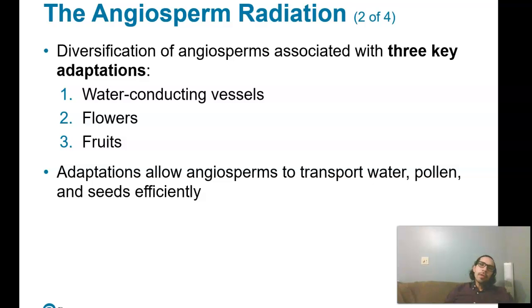The diversification of angiosperms is associated with three key adaptations. We have the water-conducting vessels, the flowers, and the fruits. These adaptations allow angiosperms to transport water, pollen, and seeds efficiently.